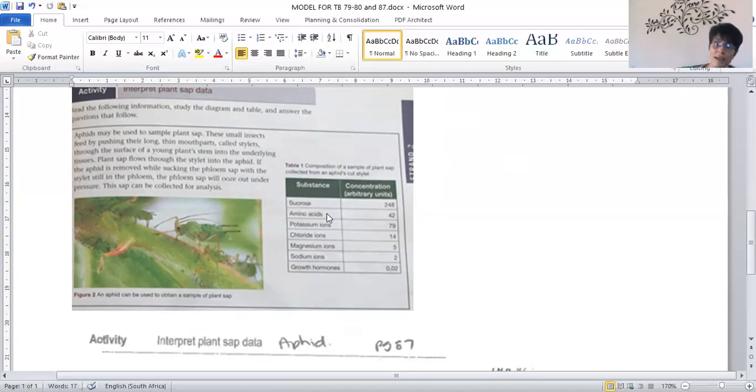They also make amino acids from glucose. They also make growth hormones. We don't do that in our syllabus, but they can make growth hormones called auxins. You know, plants don't just grow, they need hormones to tell those meristematic tissues to switch on.